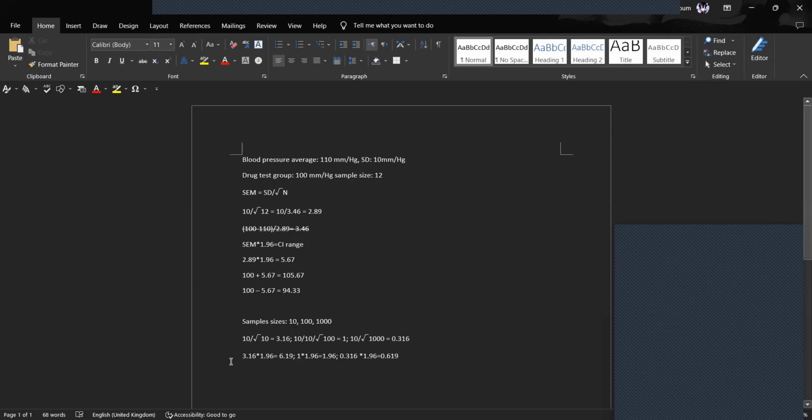So what we have is our three confidence interval ranges, and then what we can do is take, again, the drug test group of 100, then 100 plus or minus.